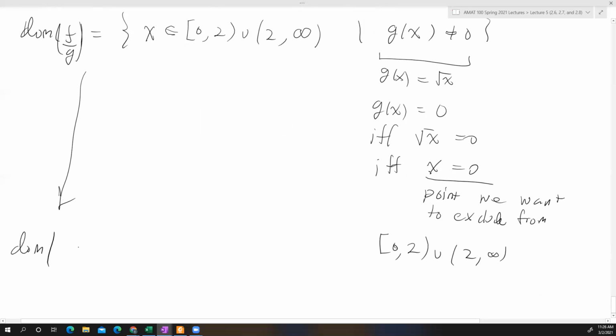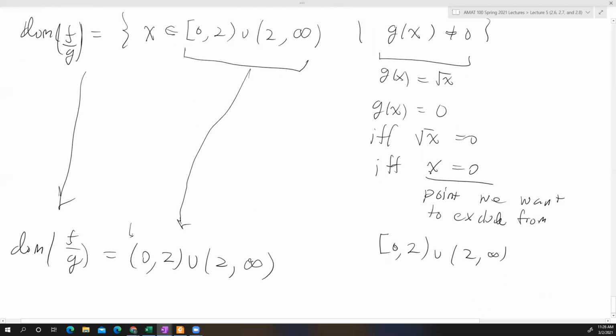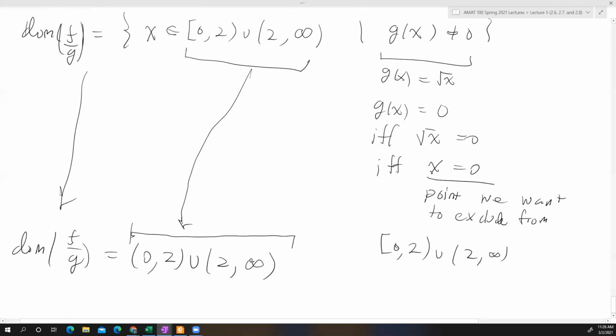So then it'll be clear that the domain is going to be 0, not including it, to 2, union 2 to infinity. So we just subtracted, quote unquote, a point, or just plucked a point out of the set. That was the only difference. The only difference between this set and this set is 1 point, namely the point 0. So that's how you add these functions, multiply the functions, divide the functions, and find their respective domains.